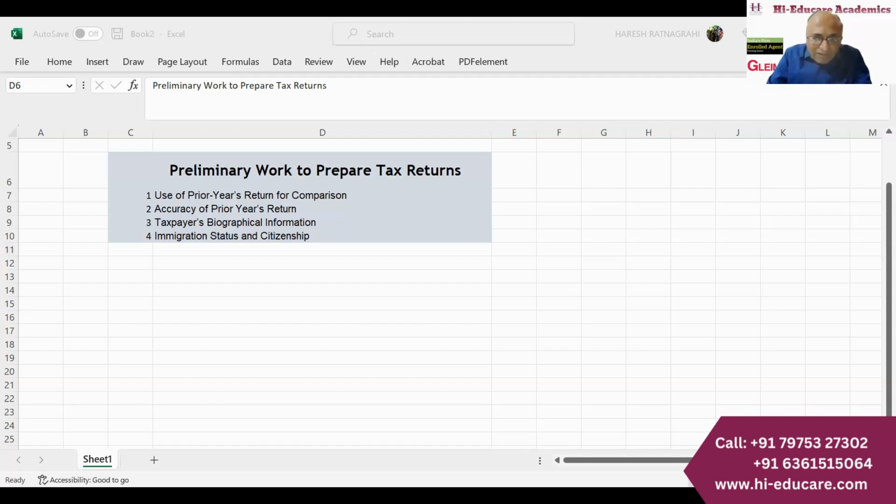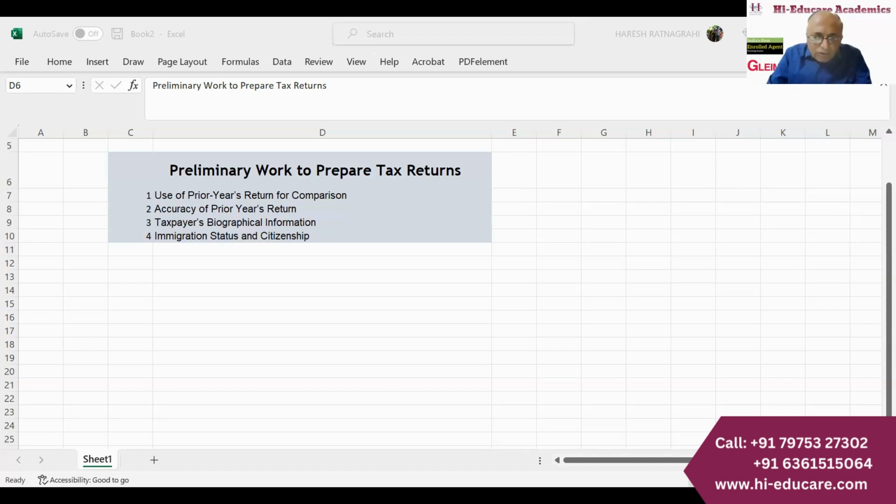And in the event the taxpayer does not have a copy of the prior year income tax return, then what happens, he or she can obtain one from the Internal Revenue Service by completing form number 4506.